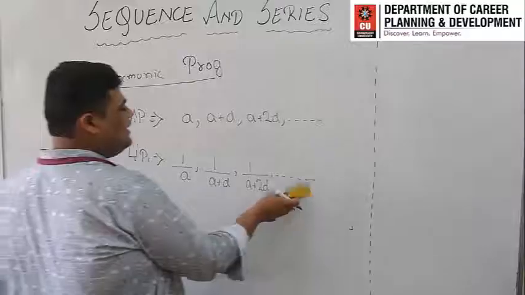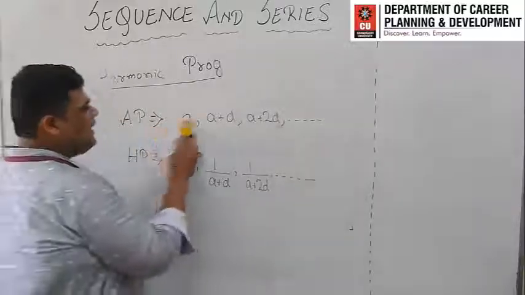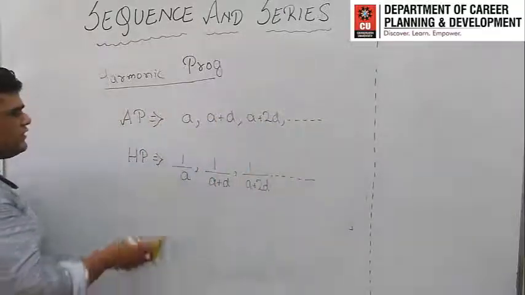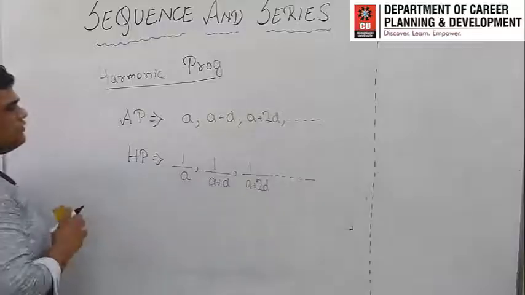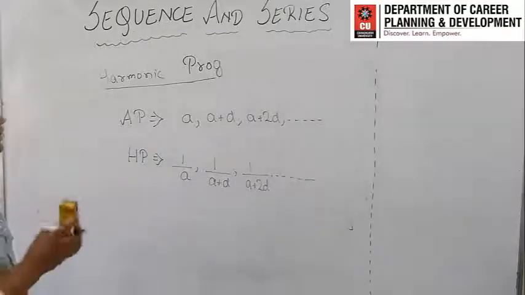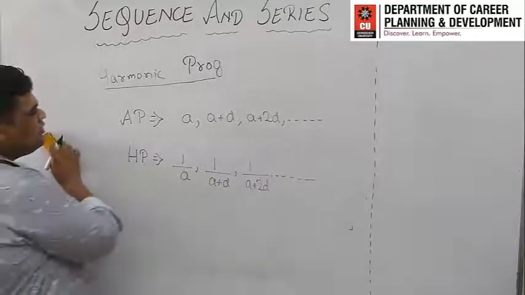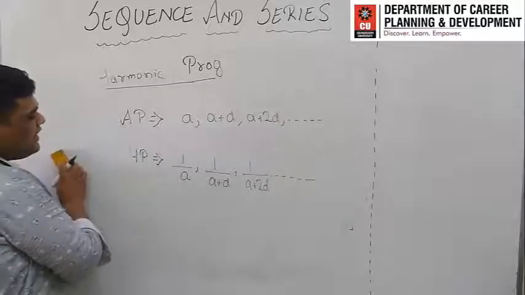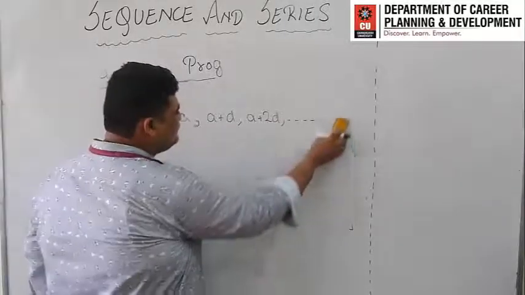Now, if you have to find the nth term, you can find the nth term of the arithmetic progression and just reverse that value, and you will find the nth term of the harmonic progression. Okay, so this is the way to find any term of the harmonic progression.